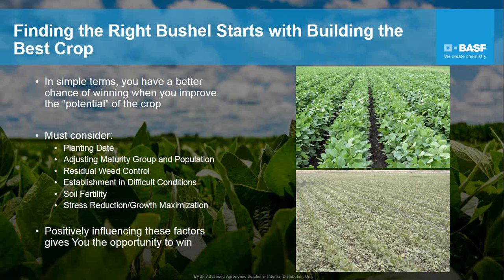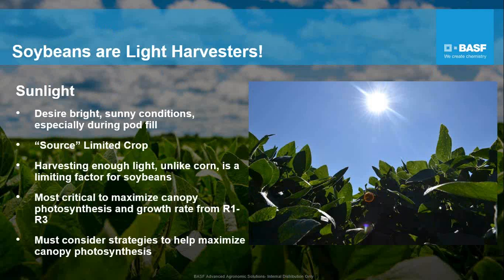So we've got to take a lot of factors into consideration when we think about management, building the baseline of good agronomics to take advantage of. And I've got a list of some of those things. It might include planting date, maturity group and plant population, residual weed control, fertility, et cetera. And we'll discuss a lot of those today. But I think the key takeaway here is that positively influencing all those factors and finding that synergistic interaction of agronomy along with crop management in season gives you really the best opportunity to build the best crop.